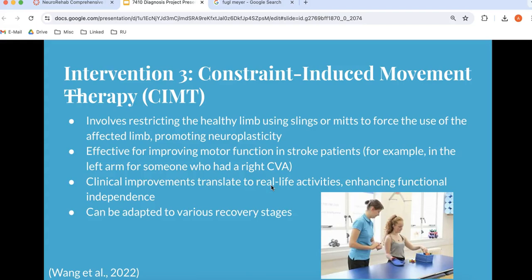Our third intervention is constraint-induced movement therapy, or CIMT, which involves restricting the healthy limb using slings or mitts to force the use of the affected limb, promoting neuroplasticity. It's effective for improving motor function in stroke patients, for example, in the left arm for someone who had a right CVA, and clinical improvements translate well to real-life activities, enhancing functional independence, and it can be adapted to various recovery stages.